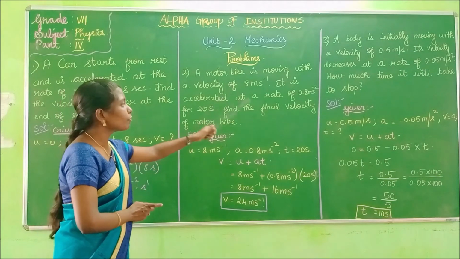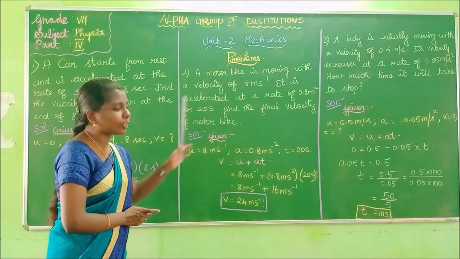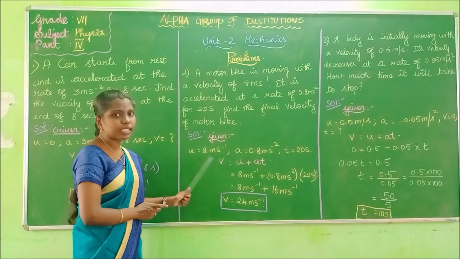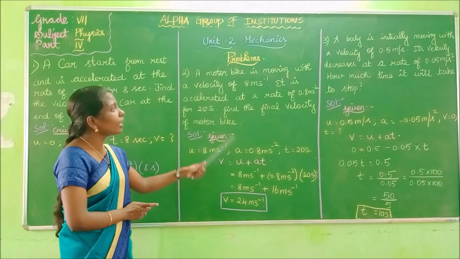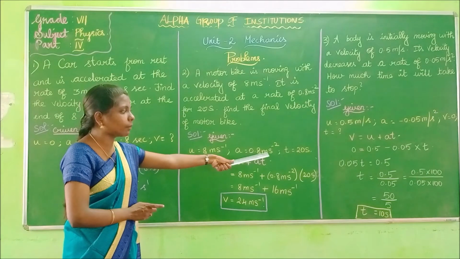20 seconds. Find the final velocity of the motor bike. They are asking us to calculate the final velocity. So u is equal to 8 meters second power minus 1 and acceleration is 0.8 meters second power minus 2.